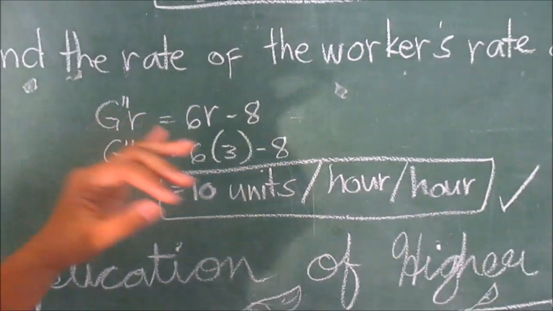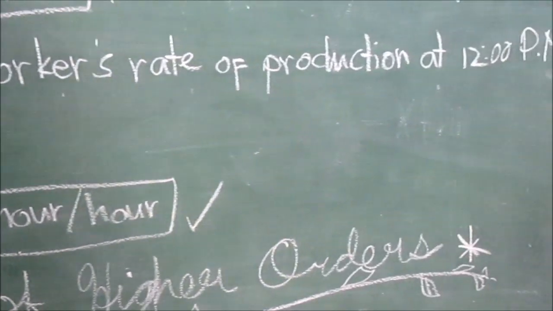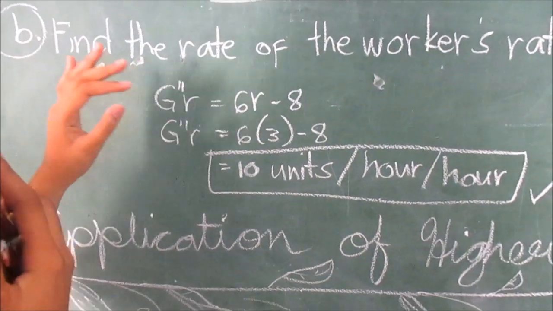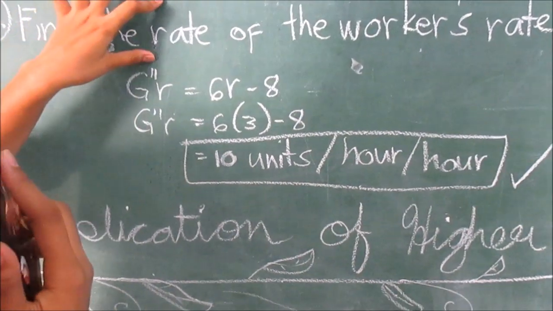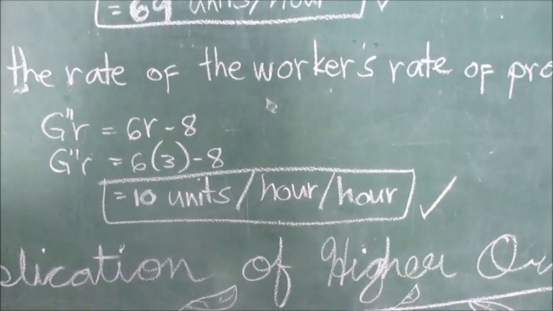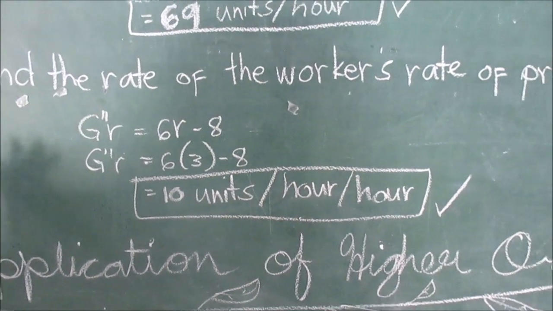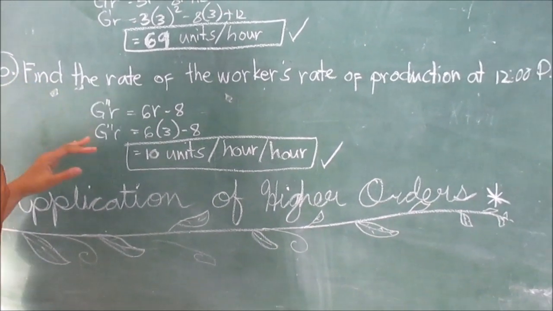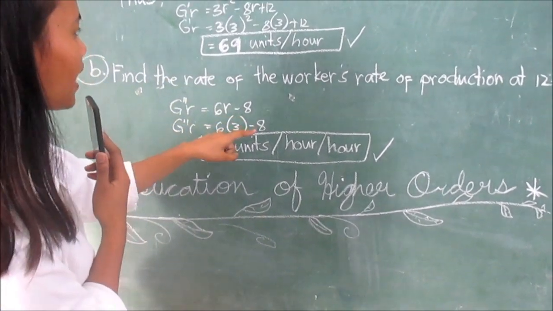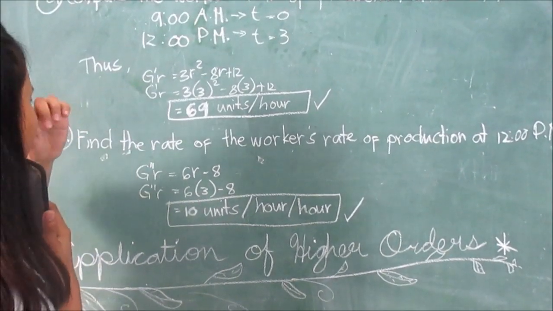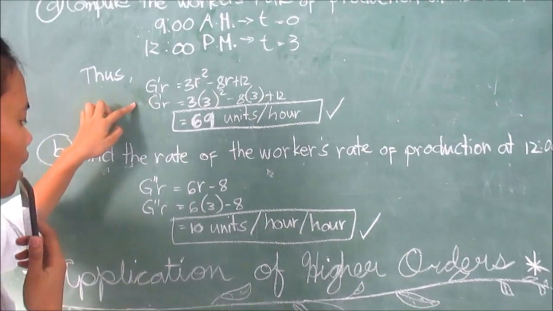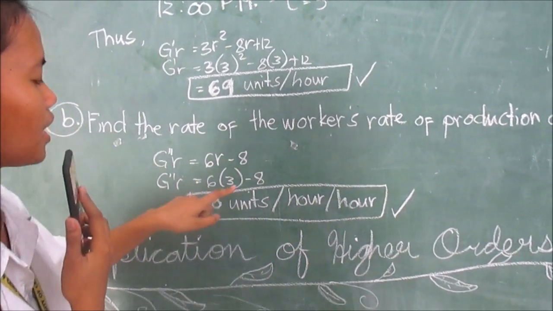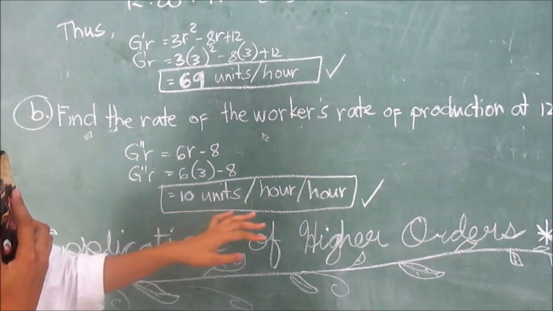Find the workers' rate of production at 12 p.m. First things first, we need to pay attention to the repeated words, here, rate and the workers' rate. So it means that we need to find its second prime of r, second prime r is equals to 6r minus 8, using this first equation above. So, next, we need to substitute it by 3. It would be 6 times 3 minus 8, then is equals to 10 units per hour per hour.